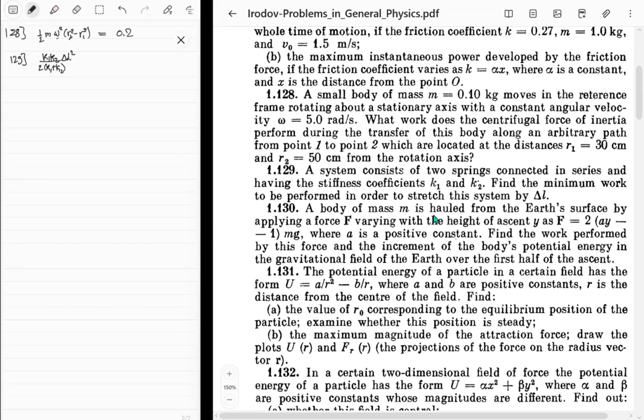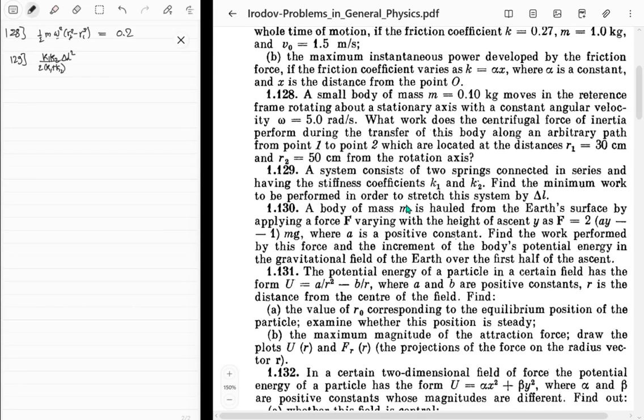130. A body of mass m is hauled from the Earth's surface by applying a force F varying with the height of ascent as F is equal to 2a by mass. A is a positive constant. Find the work performed by this force and the increment of the body's potential energy in the gravitational field of the Earth over the first half of the ascent. So the work done is just the increment, right?